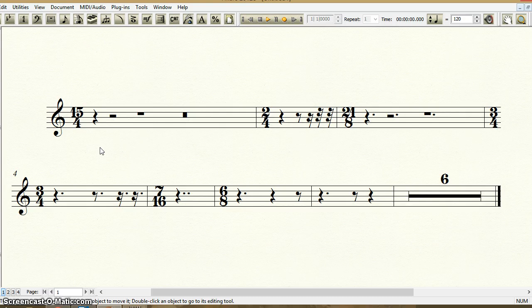Today we're going to go over rests. What rests are is essentially silence. It's part of reading rhythm: reading rests and knowing when not to make any noise whatsoever.